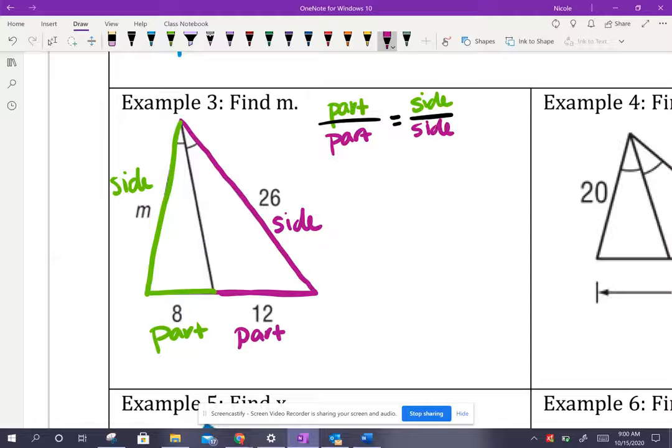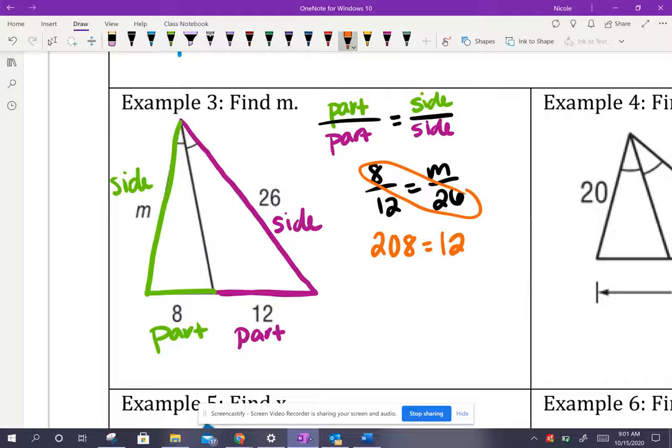So we'll set up a little proportion here. Our part over part is going to be 8 over 12. And our side over side is going to say M over 26. And when we do that, we cross multiply. 8 times 26 is 208 equals 12M. We are going to divide by 12.